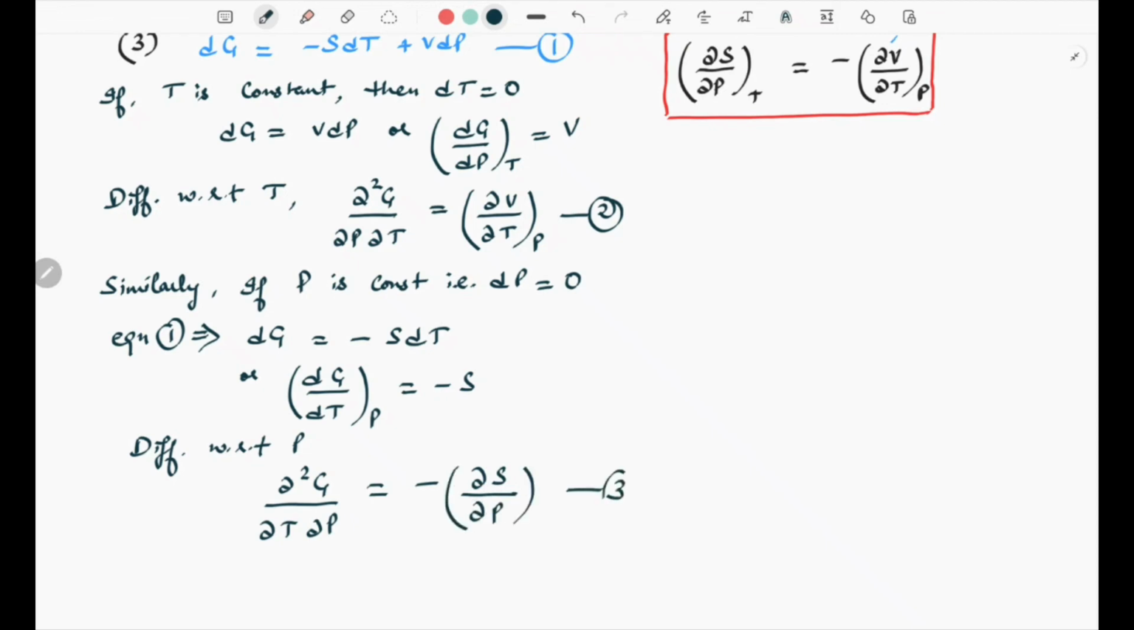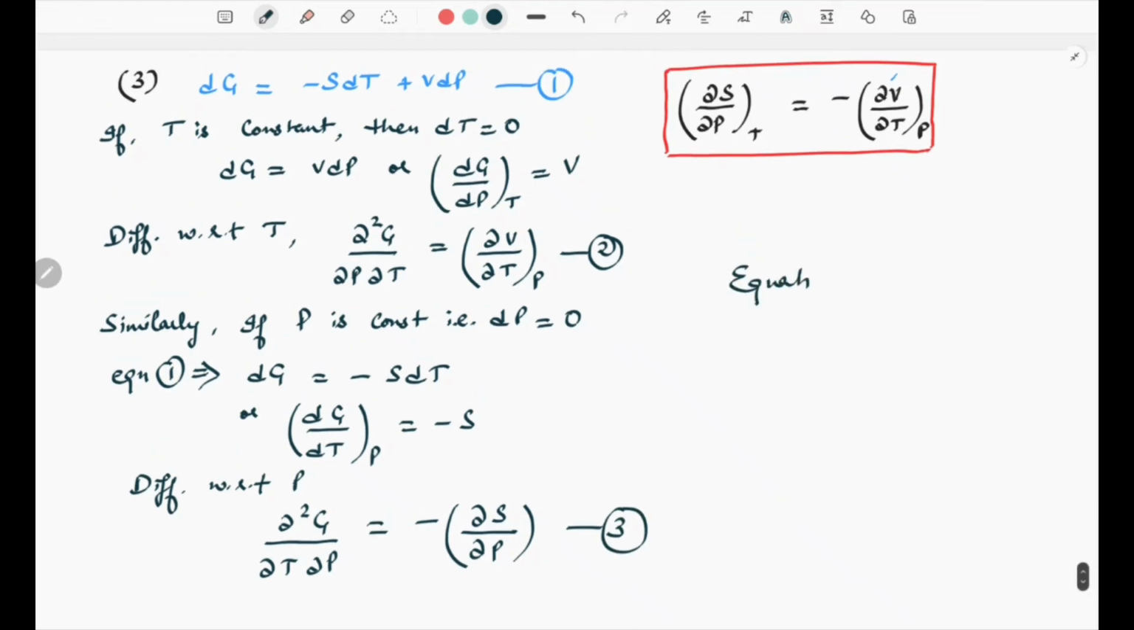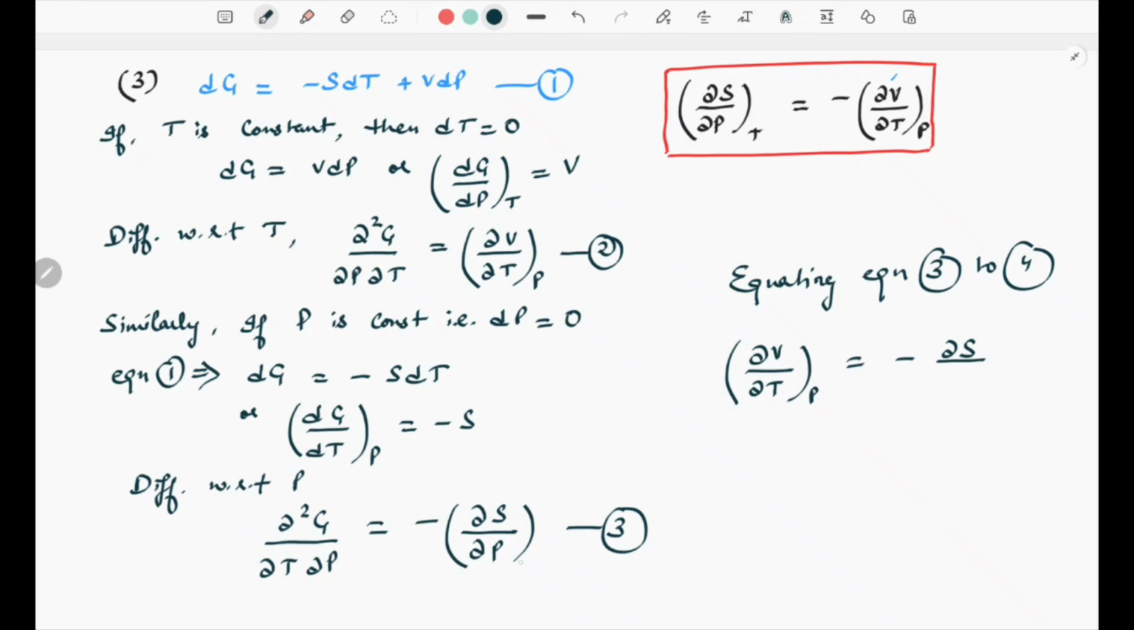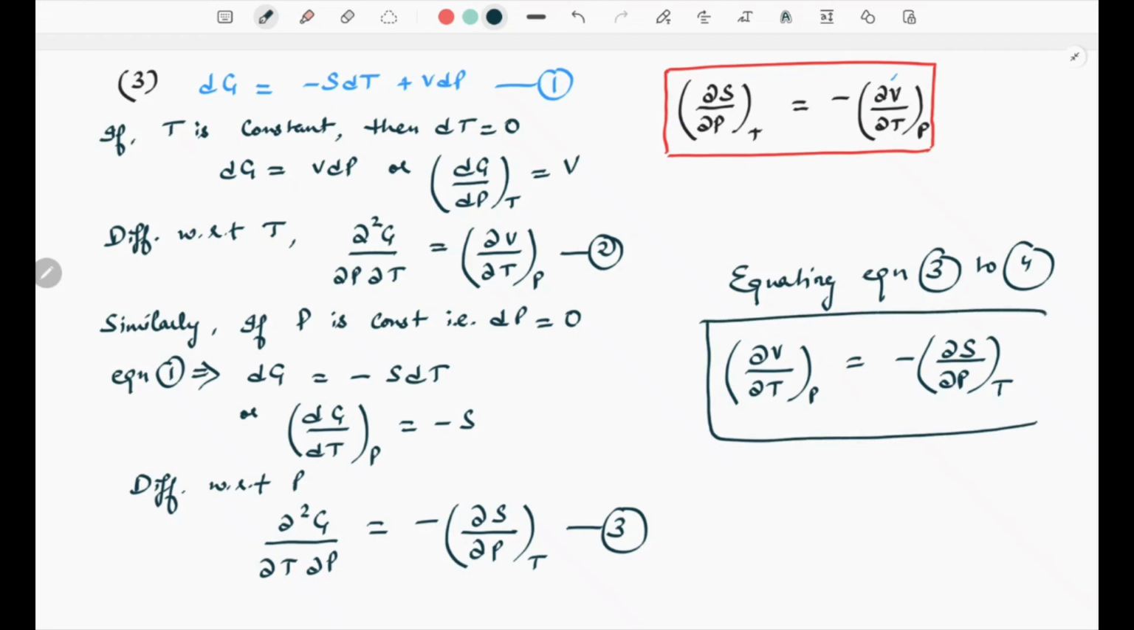Now once again equating equation 3 to equation 4, what we get is ∂V by ∂T at constant pressure is equal to ∂S by ∂P at constant temperature. This is our third Maxwell equation.